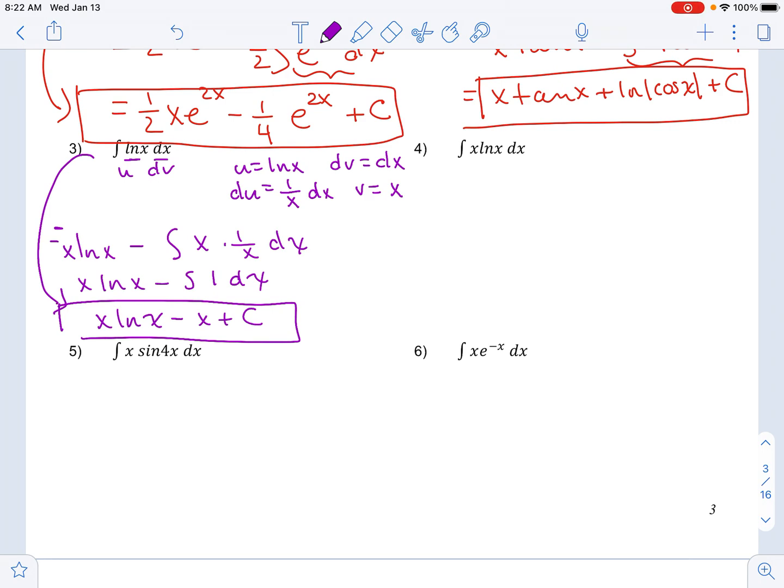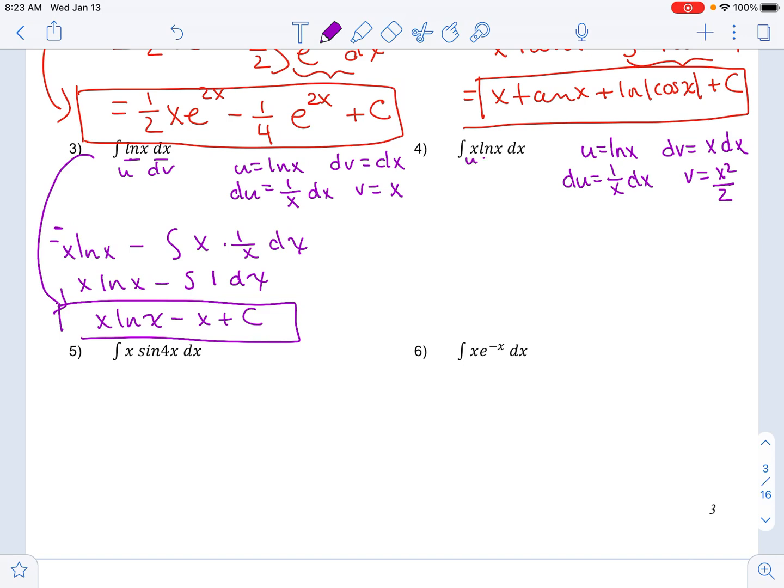Notice the next one looks very similar, but now you've got an extra x there. But you're going to start the same way. There is a natural log, so our hierarchy says to pick the natural log as your u. Everything else in the problem has to be dv. So I've got x dx. So du is going to be 1 over x dx. v, the antiderivative of x, is x squared over 2.